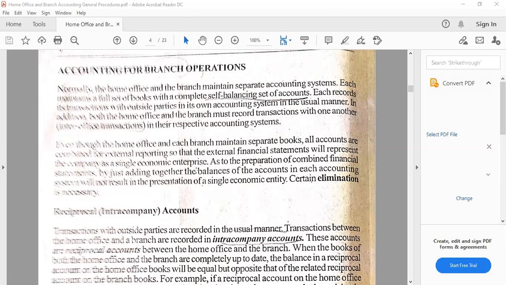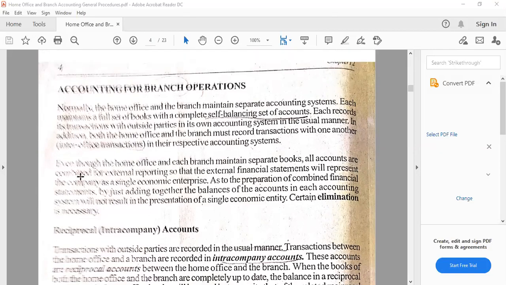But before that, we should know that in the eyes of the public, or under the accounting entity concept, there is but one entity that is to be reported for external reporting purposes. Hence, there is a need for us to combine or consolidate the financial statements of the two entities, meaning the home office and the branch.